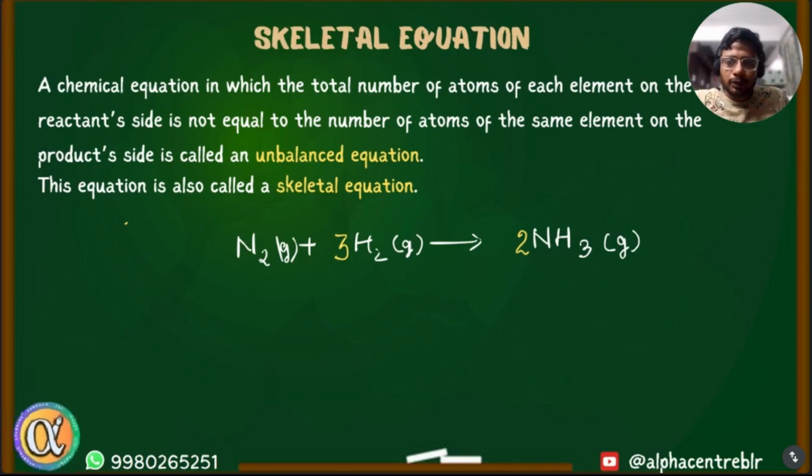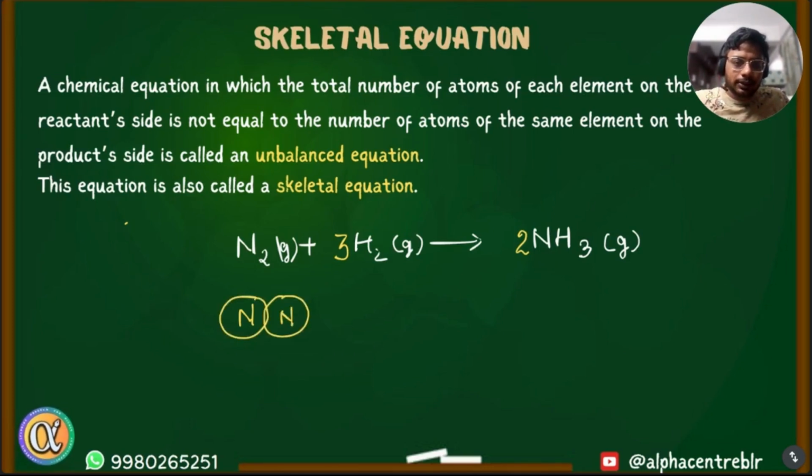See, when I write N2, what does that mean? That means there are two nitrogens. So I'll break this equation down and help you understand what N2 means. N2 means there are two nitrogen atoms, right? Yeah. And H2 means there are two hydrogen atoms. Yeah, and they combine to form NH3, which means one nitrogen with three hydrogen.